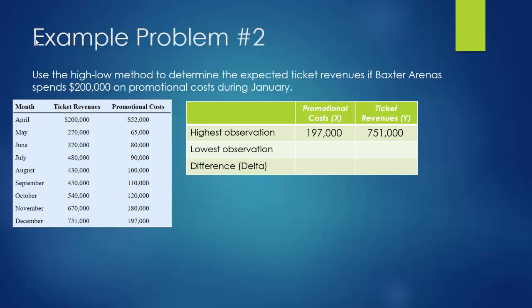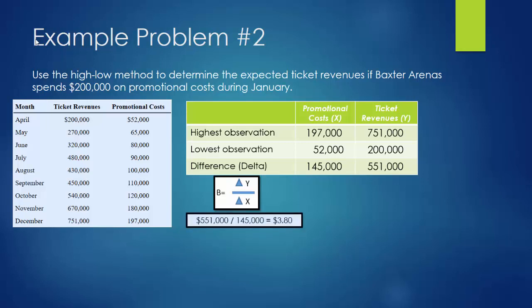The lowest observation of X we have was the $52,000 in promotional costs that we spent during April. And ticket revenues were at the lowest point, $200,000. So our delta, our difference in promotional costs from the cheapest month to the most expensive month, was $145,000. And the difference in revenues from the most profitable month to the least profitable month was $551,000. So now we can use that information to figure out our B and our A. Again, B is the change in Y divided by the change in X. In this case, we're going to take 551,000 divided by 145,000, and we're going to come up with $3.80.